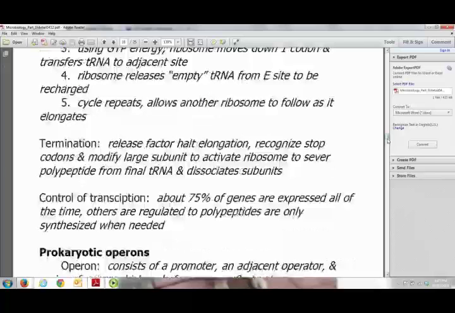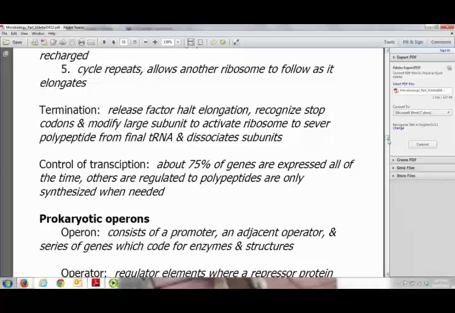So for termination, you have a release factor that's going to halt the elongation. It's going to recognize the stop codons, and it will modify the large subunit to activate the ribosome to sever the polypeptide from the final tRNA, and then the subunits will dissociate.